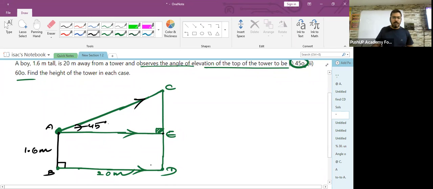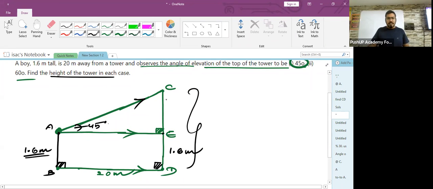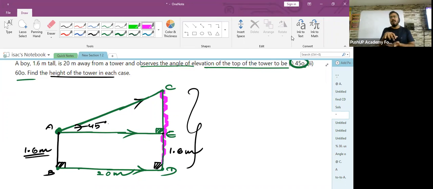Now, children, you remember I had taught you this also. What quadrilateral is this, ABDE? It's a rectangle. You all remember, right? So if AB is equal to 1.6 meters, ED will be equal to how much? 1.6 meters. They are asking us to find the height of the tower, isn't it? The whole height. See, CD is the height of the tower. But out of CD, ED is already available to you, 1.6. So you have to only find the value of CE. Once you get the value of CE, you can add ED to it and get the total height of the tower, isn't it? So which reference triangle must we be using?